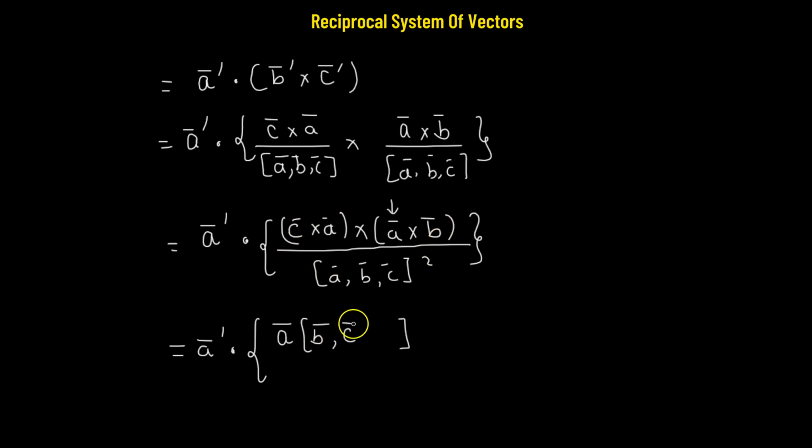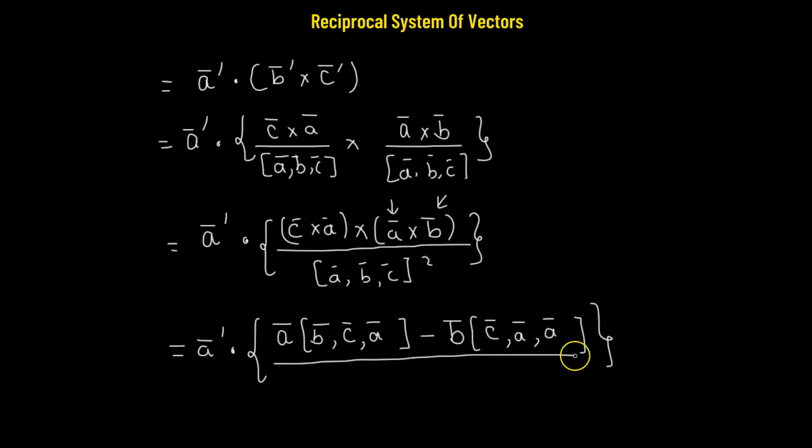So we are left with vector C followed by vector A, minus, then we'll consider the fourth vector reading from left to right. So we have vector B and this will be multiplied to the scalar triple product between the remaining vectors. So after B, we'll come back to the beginning. So we have vector C followed by vector A followed by vector A. Whole thing divided by the scalar triple product of the vectors A, B and C, squared.